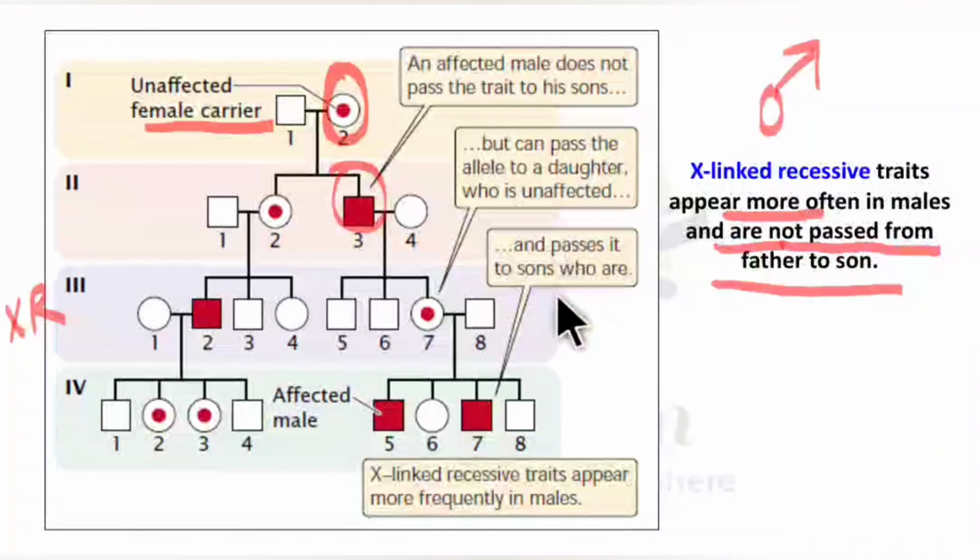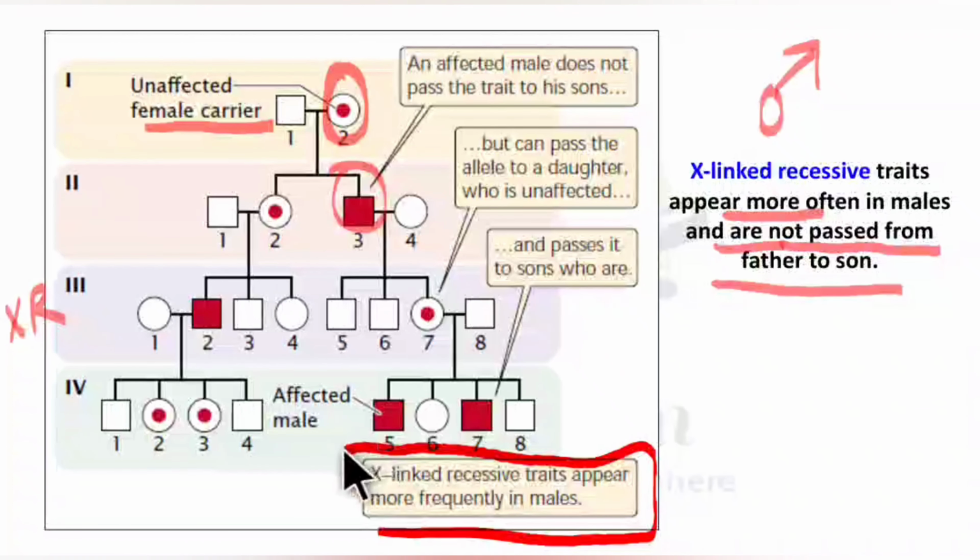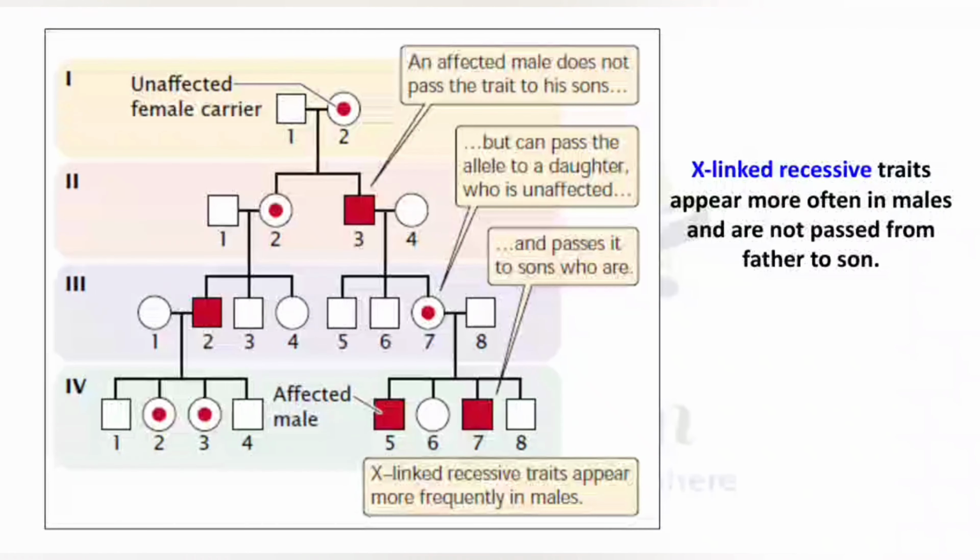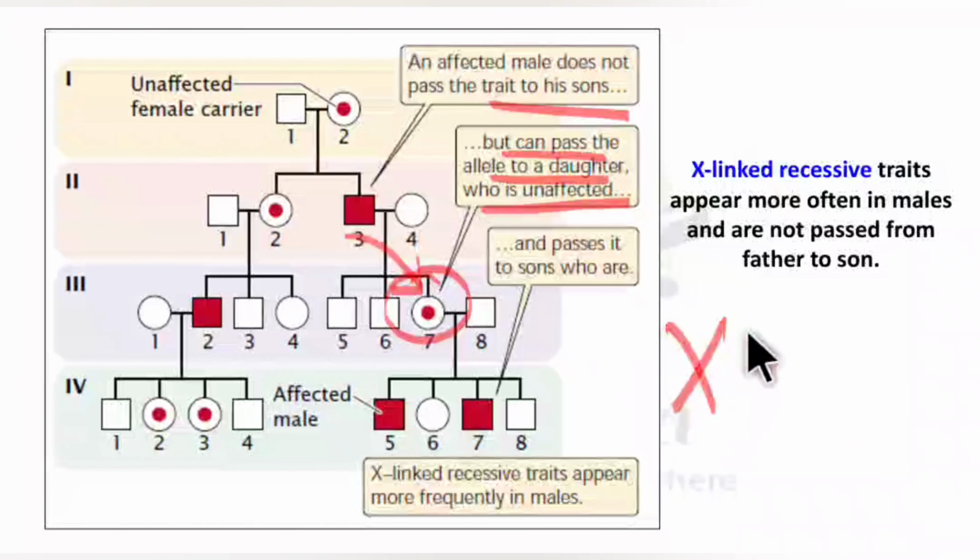And also the males are more prone to this disease. That is, X-linked recessive traits appear more frequently in males as compared to females. One more point, the affected male does not pass the trait to his son but can pass the allele to a daughter who is unaffected. It means it can pass the trait to a female who can be a carrier or unaffected of that particular disease. So this is the characterizing feature of X-linked recessive.